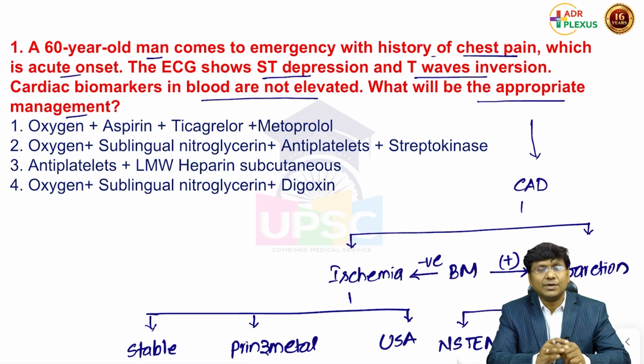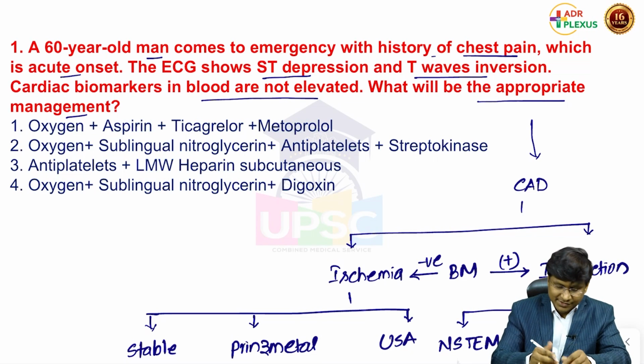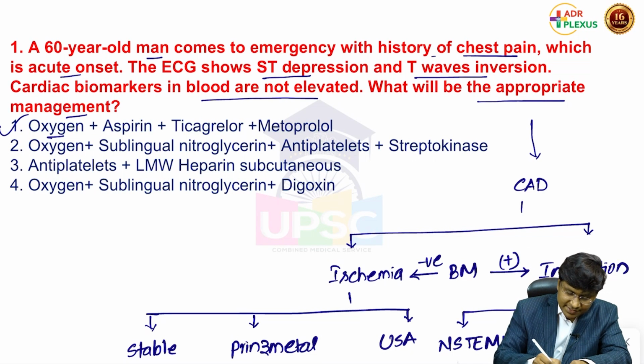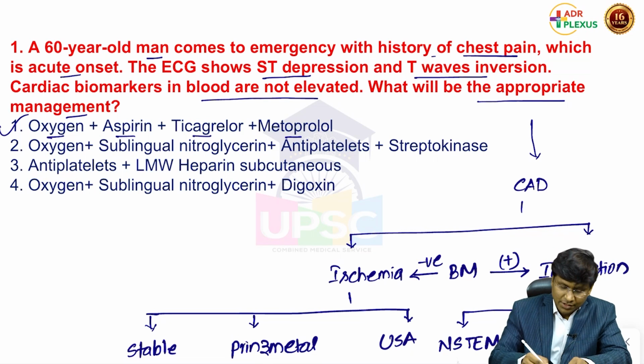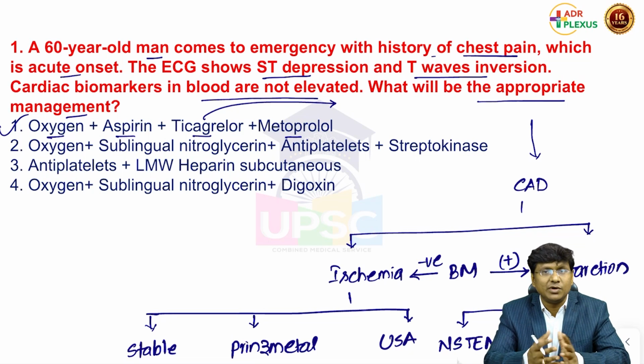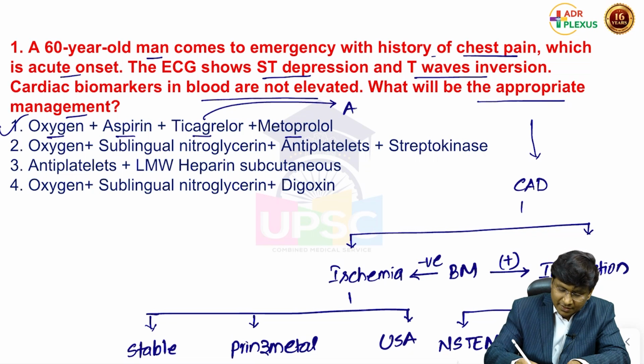Right? So in the question, what do you think is the correct answer? The correct answer is the oxygen therapy, aspirin, ticagrelor, and as well as the metoprolol. So what is ticagrelor? Ticagrelor is also one of the colleagues of clopidogrel. It is also an antiplatelet drug, right?